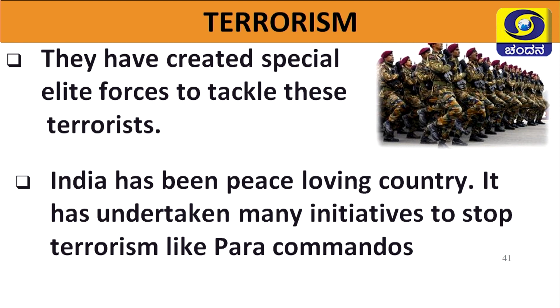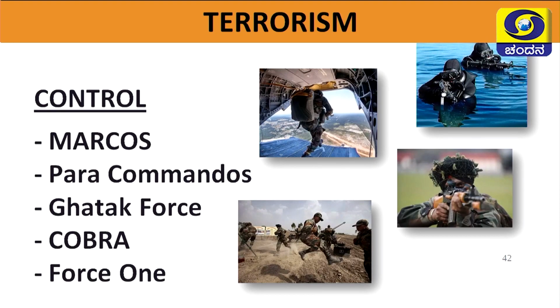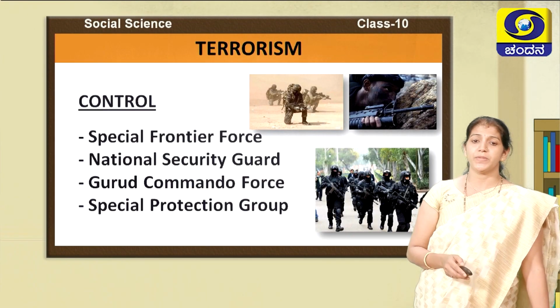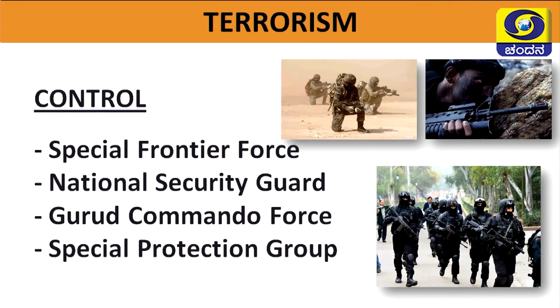India has been a peace-loving country. It has undertaken many initiatives to stop terrorism. Different types of commandos have been introduced by the government to stop terrorism in India. First of all, Marcos, Para Commandos, Ghatak Force, Cobra and Force One. These are the different defense forces introduced by the government to avoid terrorist activities in India. Special forces were also introduced by the government to stop terrorism. First of all, the Special Frontier Force avoids attacks on the border of the country. And the National Security Guard is also one of the defense forces to avoid terrorism in India.